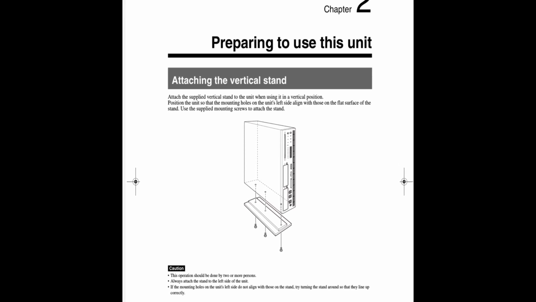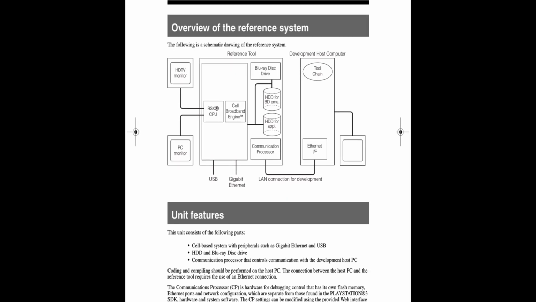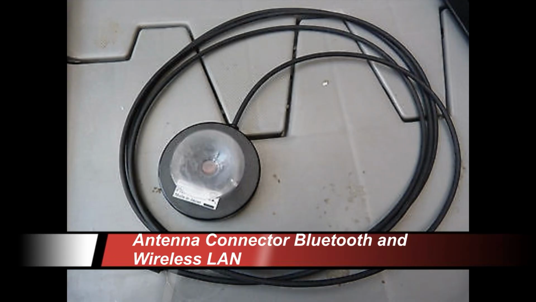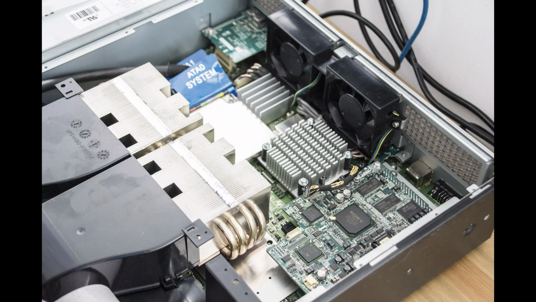I do intend to probably make one of these. I would like mine to stand up just for ease of access. In the manual, this just shows you what the system does. That's the Bluetooth antenna. With the top cover off, this is what you're presented with, all these heat shields.